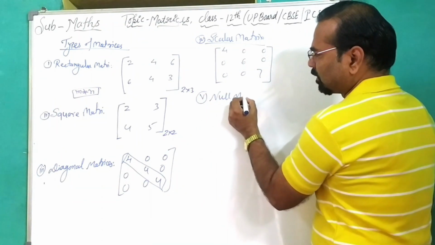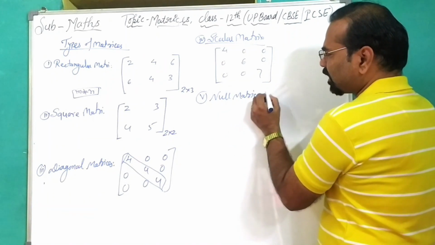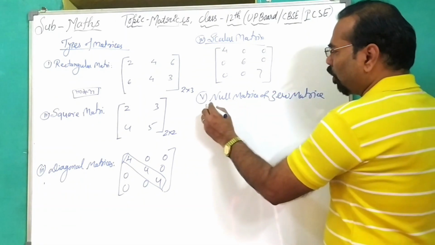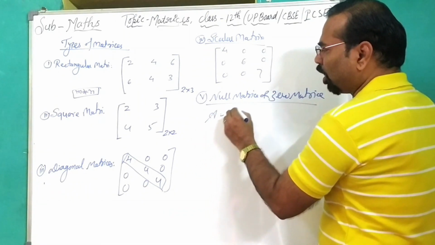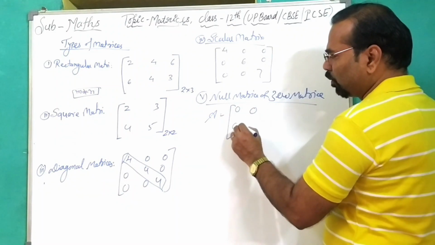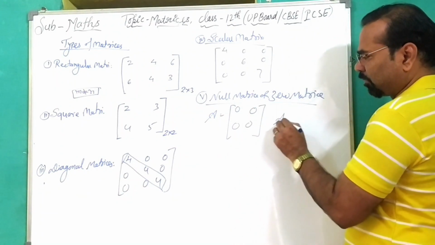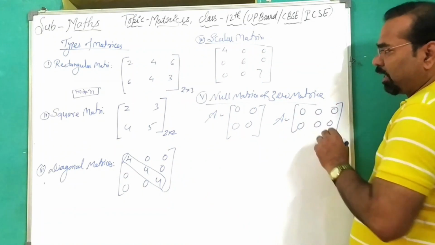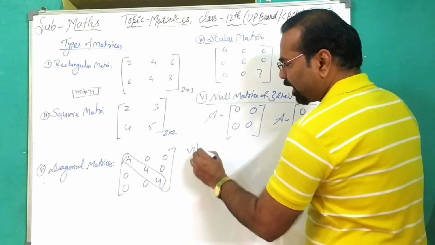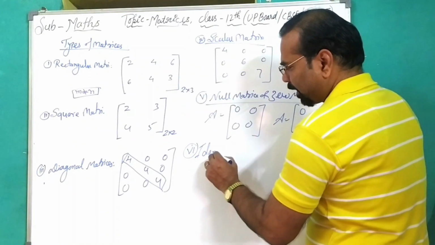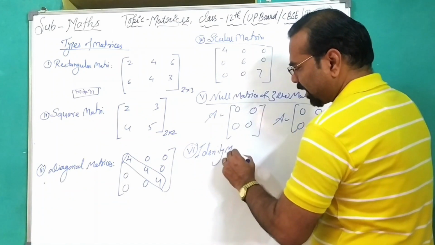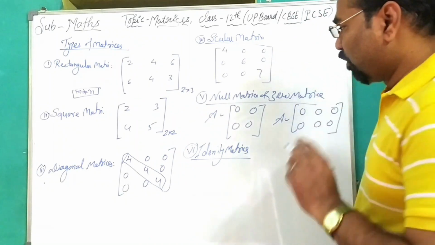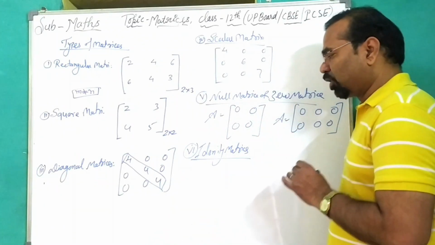Now next one is a null matrix. What is a null matrix, or we can say, what is a zero matrix? It means a matrix whose elements are all 0, that is called a null matrix or zero matrix. Okay, now next one is an identity matrix. An identity matrix is one whose diagonal values are only 1 and the rest of the elements are 0, that is called an identity matrix.